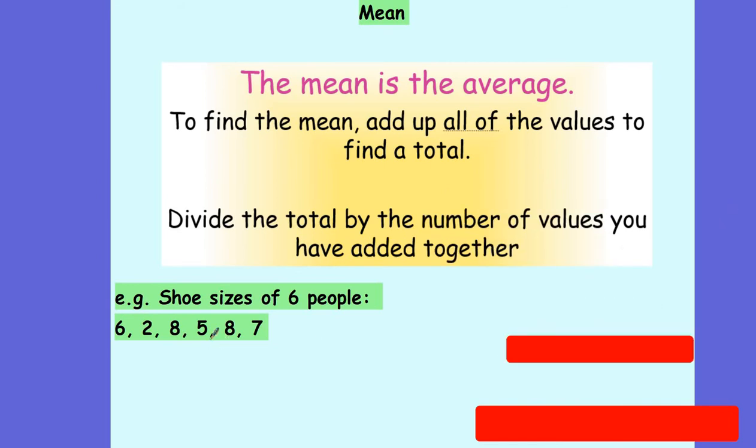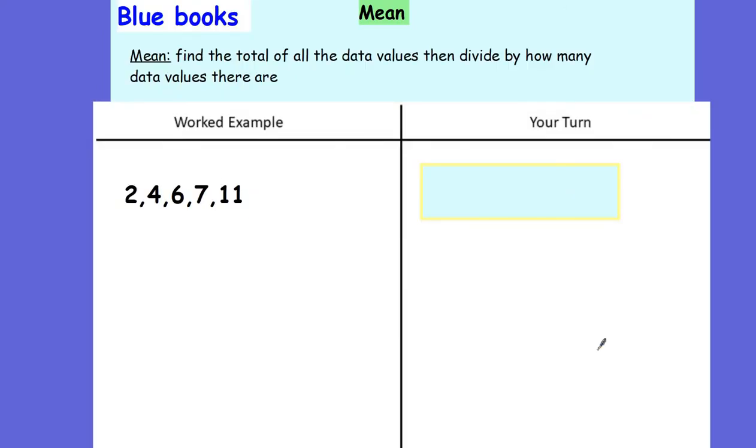For example, if I had the shoe sizes of 6 people, and they had shoe sizes 6, 2, 8, 5, 8 and 7, I would start by finding the total of those numbers. Well, 6 plus 2 gives me 8, 8 plus 8 gives me 16, 16 plus 5 gives me 21, 21 plus 8 gives me 29, and 29 plus 7 gives me 36. So that's my total. I then need to divide that by the number of values I have, which is 6. So my mean is going to be 6. My average is 6.